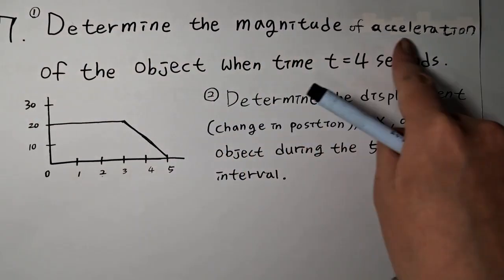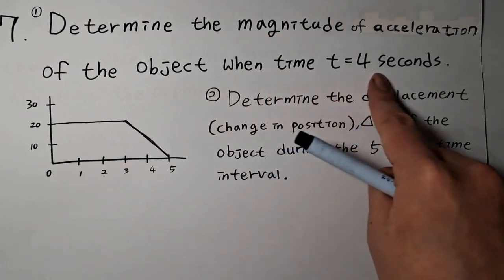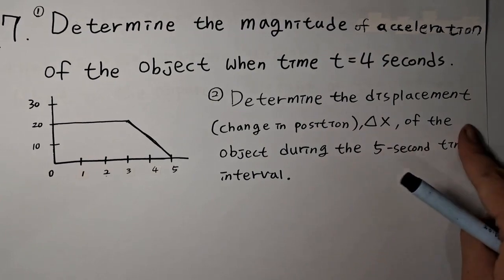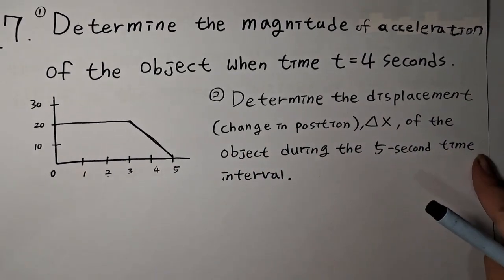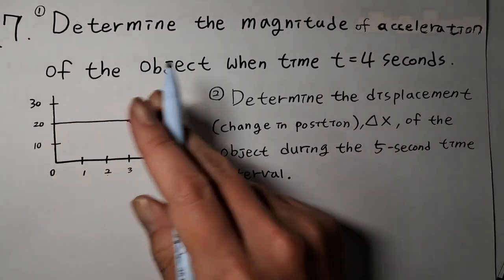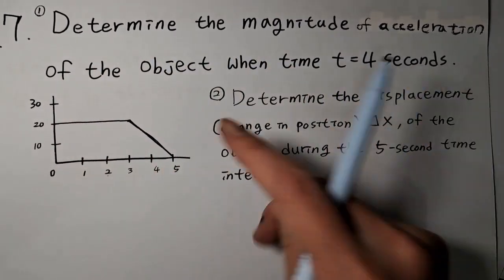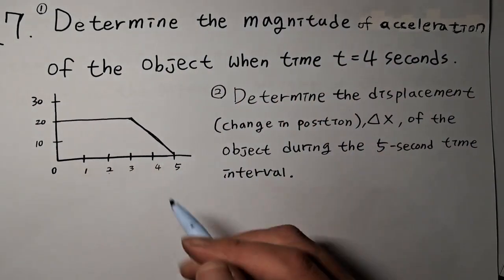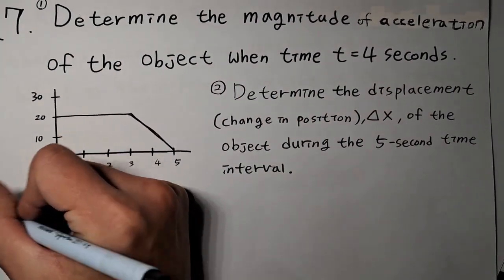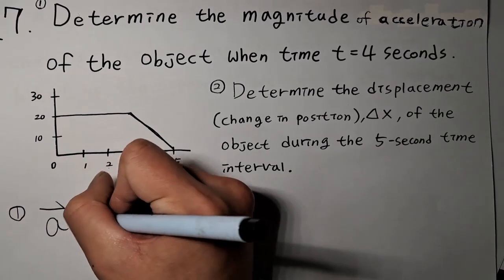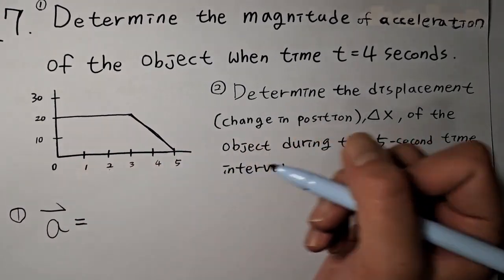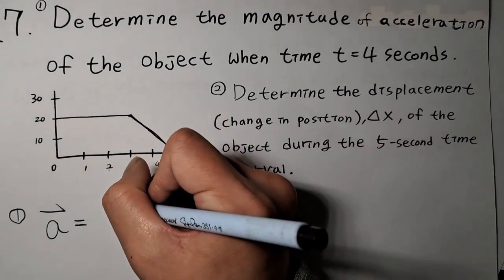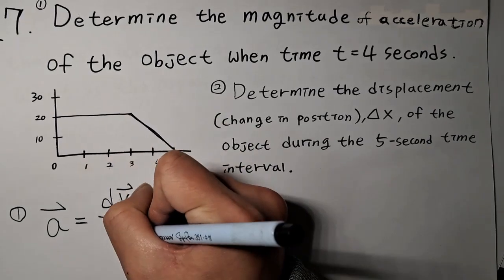Determine the magnitude of acceleration of the object when time t is 4 seconds. Determine the displacement of the object during the 5-second time interval. So we are going to find the magnitude of acceleration, and this means the slope. Firstly, the slope is the acceleration. Yes, the slope is the magnitude of acceleration, and this is the same as this derivative.